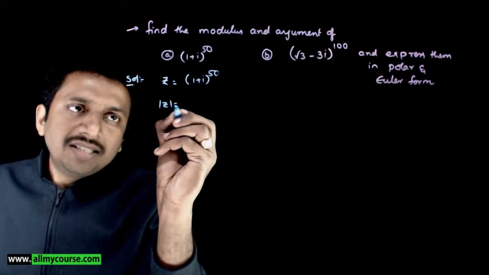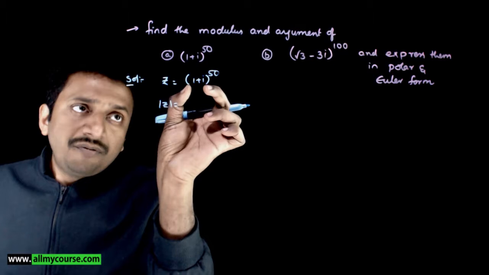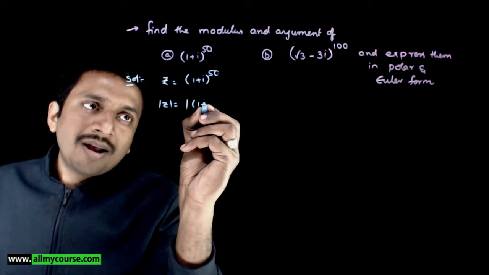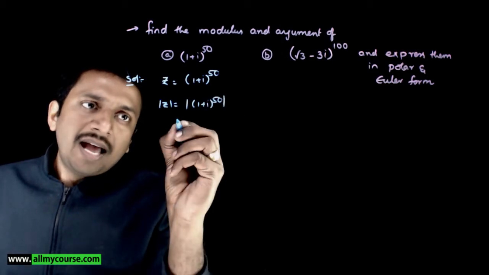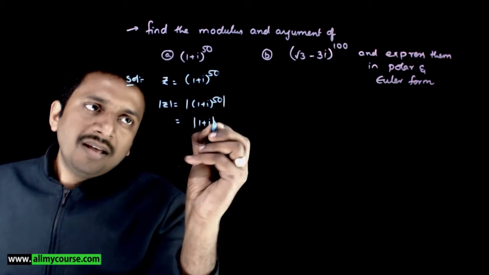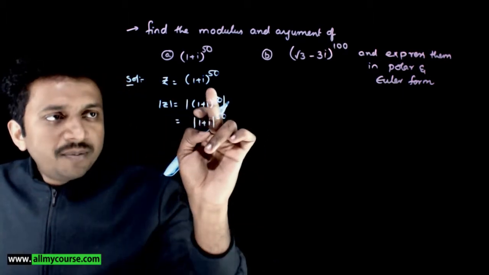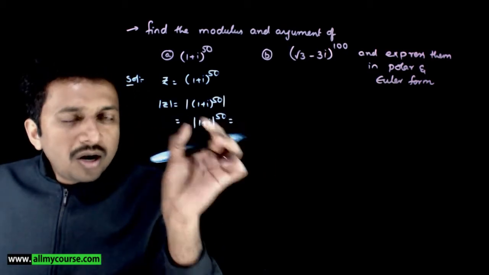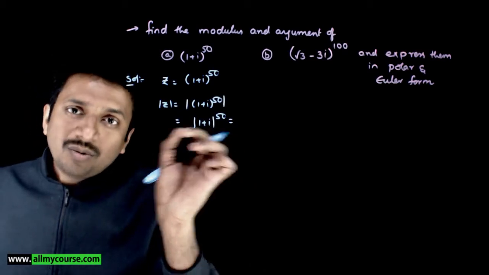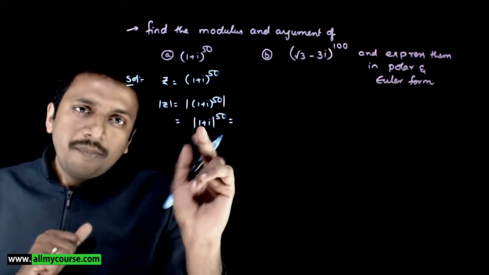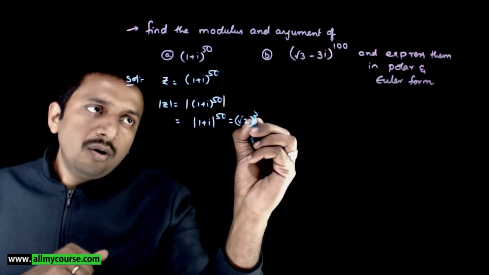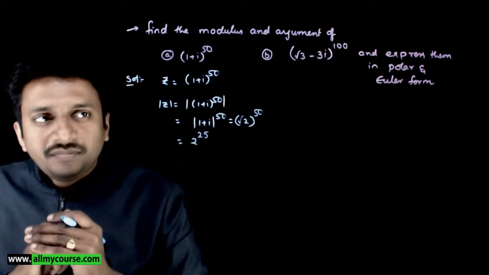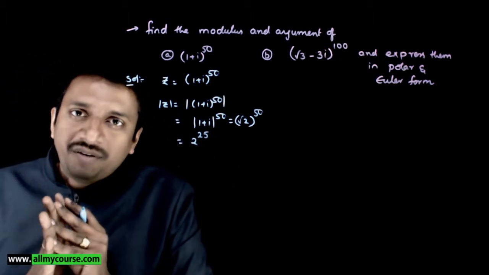Mod Z is nothing but, as you can see, Z is of the form some complex number power n. So mod Z can be written as mod of (1 plus i) whole power 50, because mod of Z power n is mod Z power n. And what is mod of 1 plus i? Mod of 1 plus i is root of x square plus y square, root of 1 square plus 1 square, which is nothing but root 2 whole power 50. So that is equal to 2 power 25. So modulus of Z is 2 power 25.